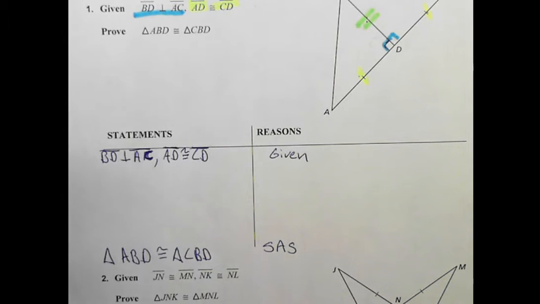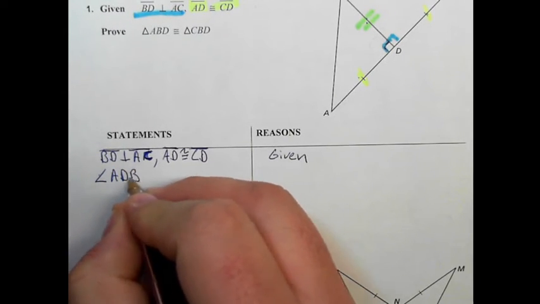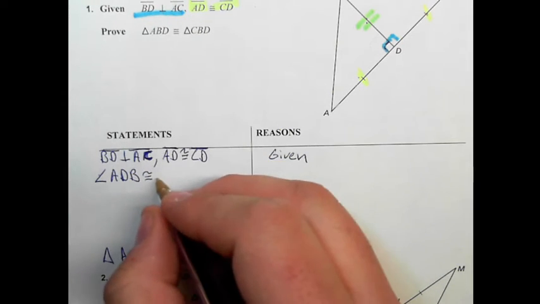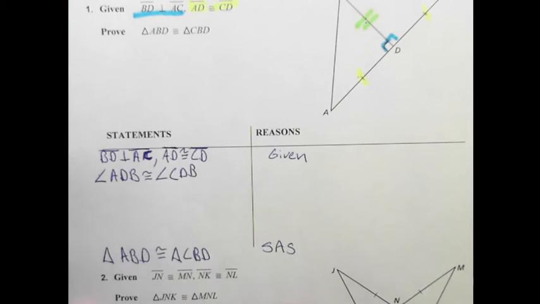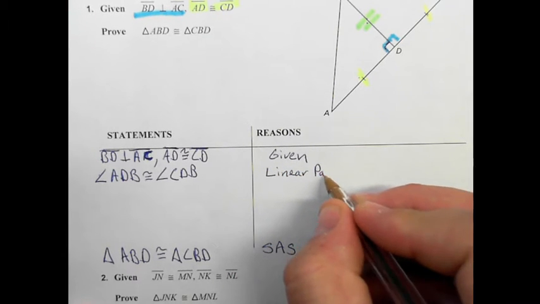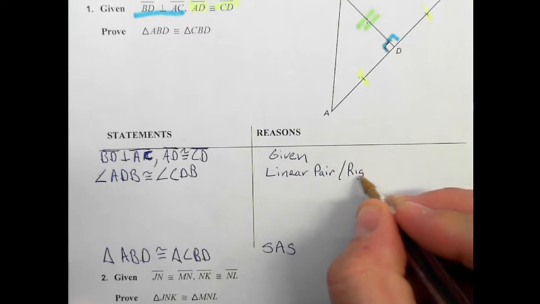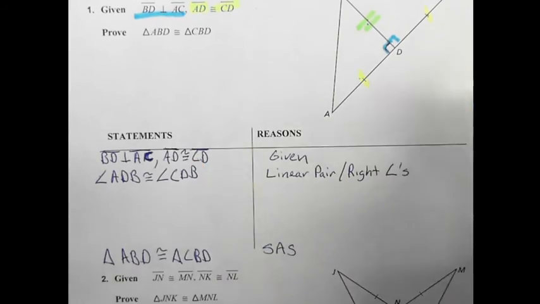Okay. Well, I know that angle ADB is congruent to CDB, and that is because they are a linear pair of right angles. So because they're right angles, in other words, BD is perpendicular to AC, then I know that because they are a linear pair, both angles are perpendicular. Or in other words, they're both equal to 90 degrees. So now I've got my two angles, right? So I've got one side proven.